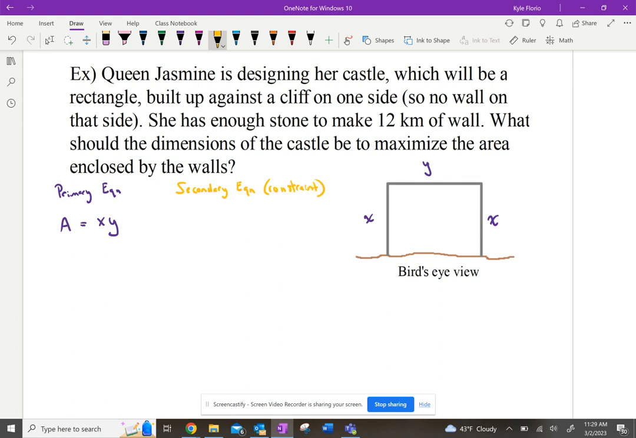So what am I constrained by in this problem? We're building a nice wall for the castle up against a cliff. There's enough stone to make 12 kilometers of wall, so we only have enough to make 12 kilometers of wall. So that means the perimeter, if I take x, y, and x and add them together, is 12 kilometers. That's the same thing as saying 2x plus y equals 12. And if I want to solve this for y, subtract 2x on both sides, and we get that.